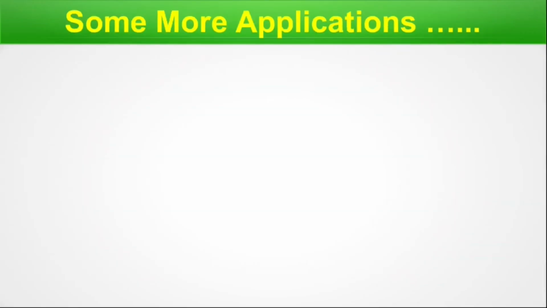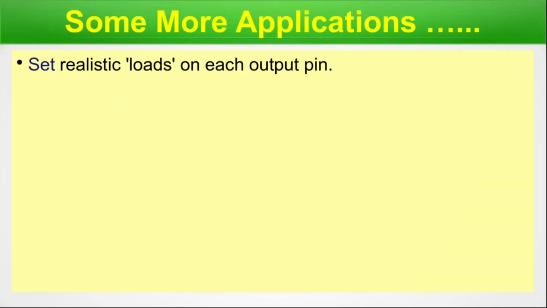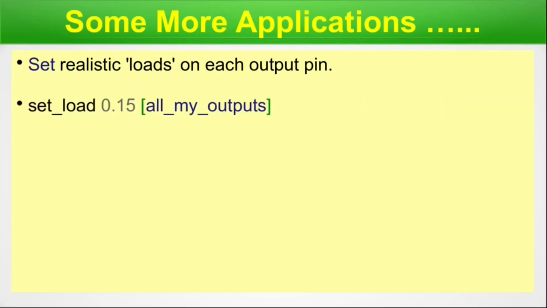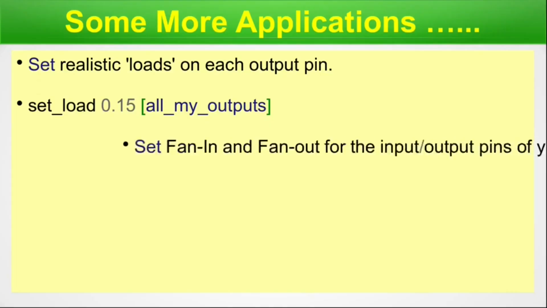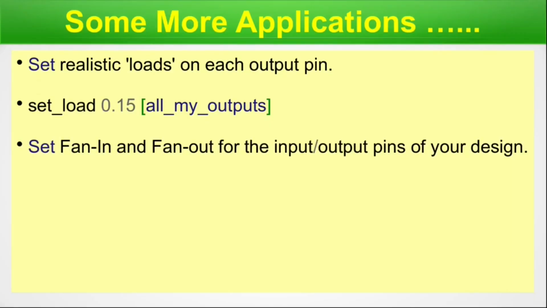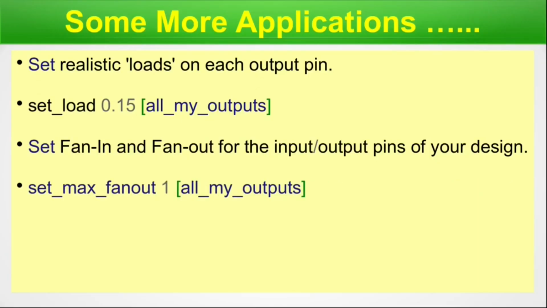Some more applications. Apart from the timing, we can do something with the design constraints commands. Let me show you how. Set realistic loads on each output pin. Set load 0.15 to all my outputs. This is how we can also add a load value. Set fan in and fan out for the input or output pins of your design. Set max fan out 1 to all of my outputs. So this square bracket is a Tcl concept.